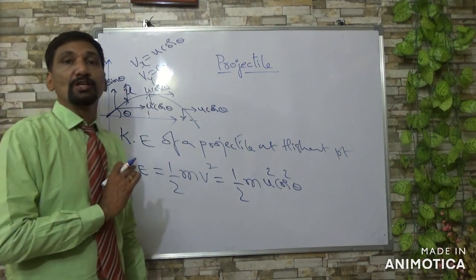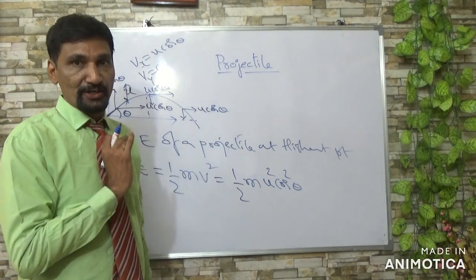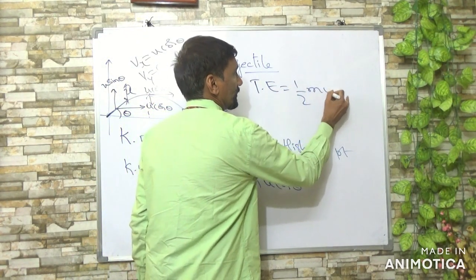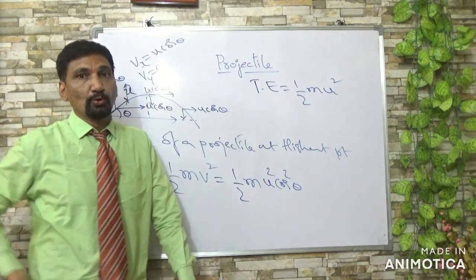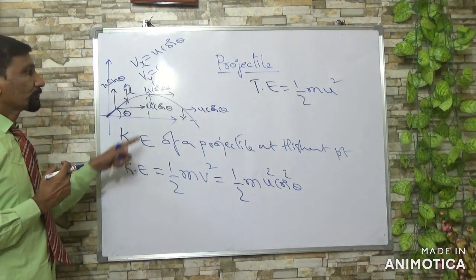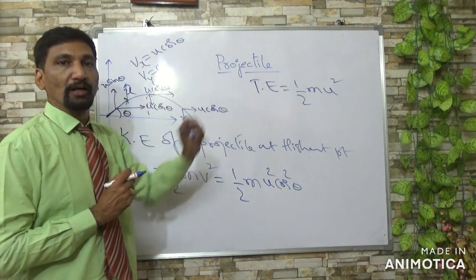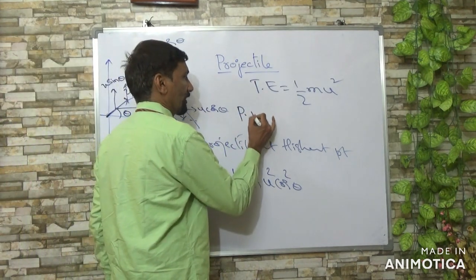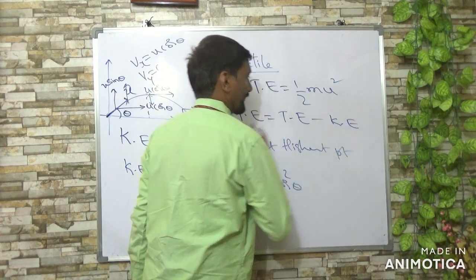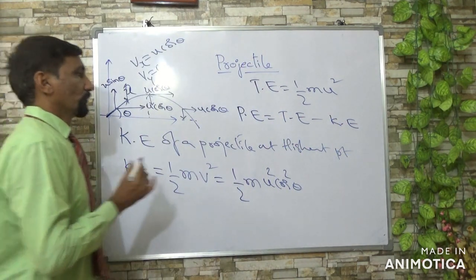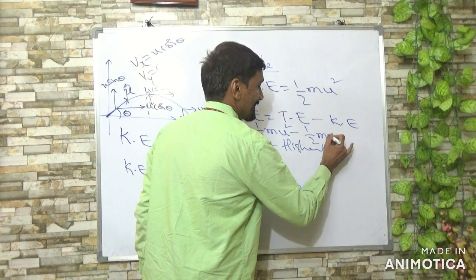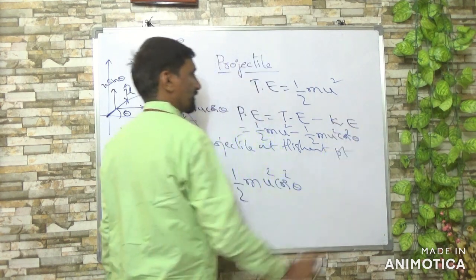So instead of kinetic energy, suppose you want to find potential energy. How? You know, the total energy is half m u square, because in the beginning you are throwing your body at an angle theta with respect to horizontal. So this is kinetic and this is total. Therefore, potential is equal to total minus kinetic, right? So it will become half m u square minus half m u square cos square theta.